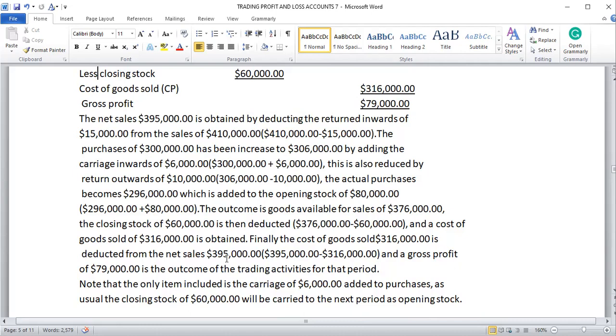Please, as I've said, practice makes perfect. You can record this, go over it several times so that you understand the principle, you master it so that trading profit and loss account will not be a problem to you anymore. Because as I said, your inability to calculate trading profit and loss account shows that you are not an accountant. So please, every accountant should be able to prepare trading profit and loss accounts.